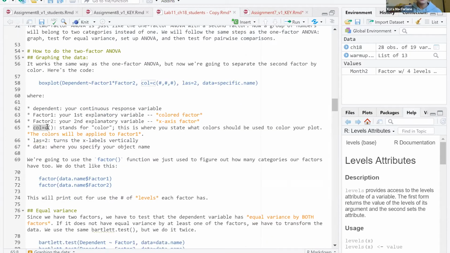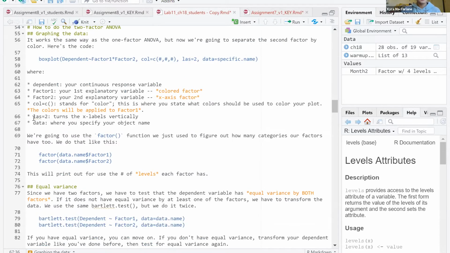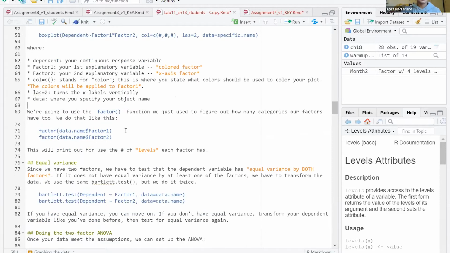Yeah, so this col equals c, concatenate, so you're combining different colors together, is where you state the colors that will be used in your plot. Again, the colors will be applied to factor 1. The las equals 2 turns your x labels vertically.